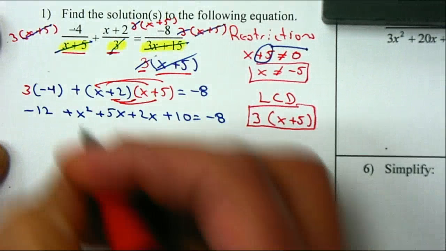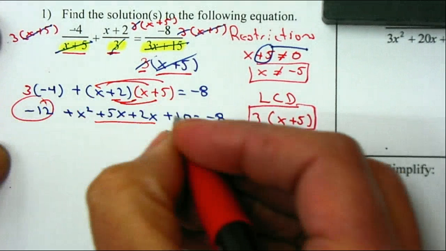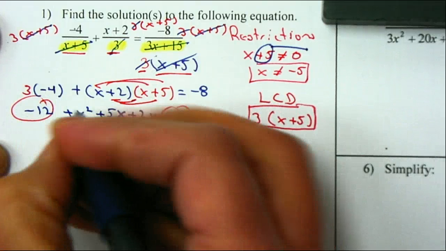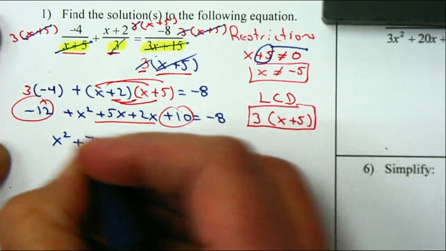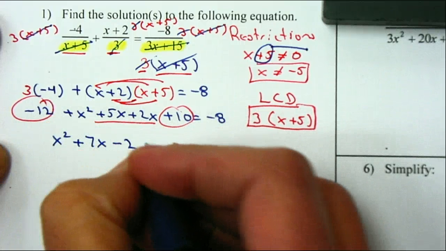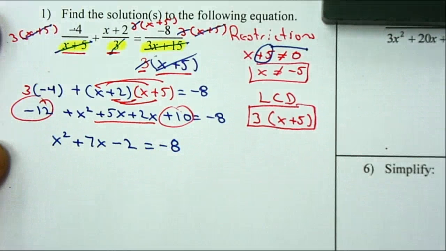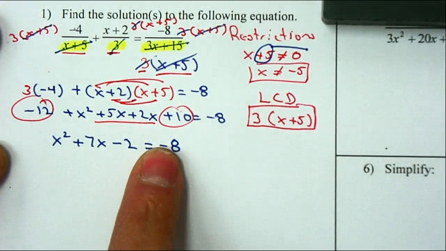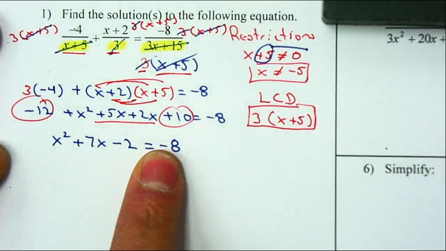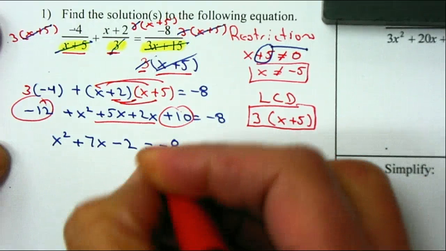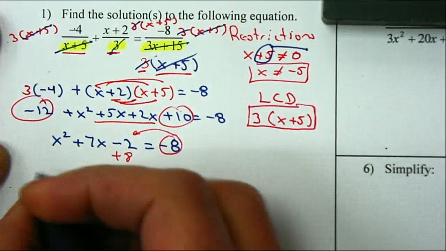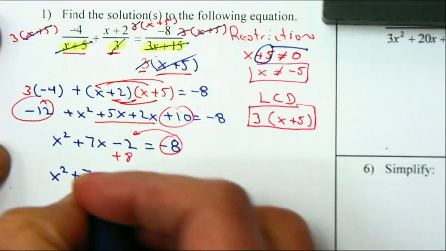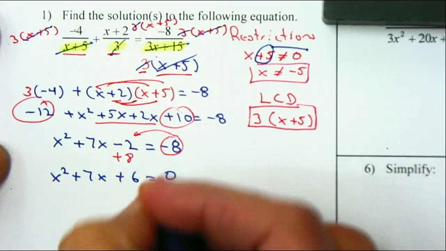From here, I'm going to combine like terms. So I'm still trying to simplify the left-hand side. I have x squared. That will give me positive 7x. And negative 12 plus 10 will give me negative 2 equal to negative 8. Now, in order to solve this equation, I need to make it equal to 0. I'm going to move my negative 8 to the left, becomes a positive 8. That will give me x squared plus 7x plus 6 is equal to 0.